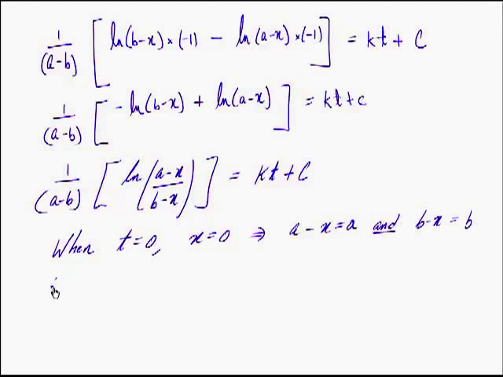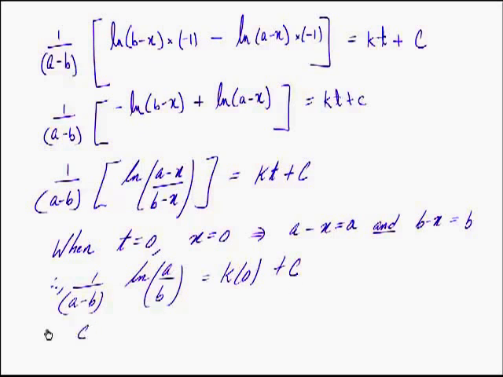So therefore 1 upon a minus b into ln a upon b is equal to k times 0 plus the constant of integration. So the constant of integration can be represented as 1 upon a minus b multiplied by ln a upon b.